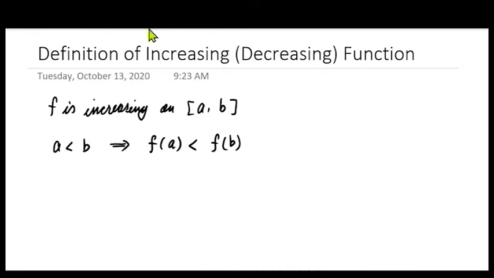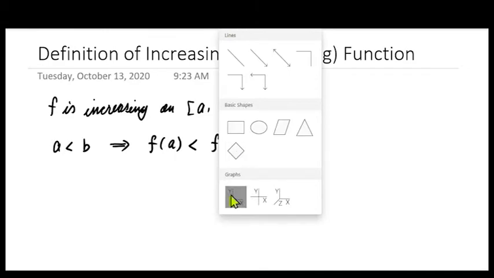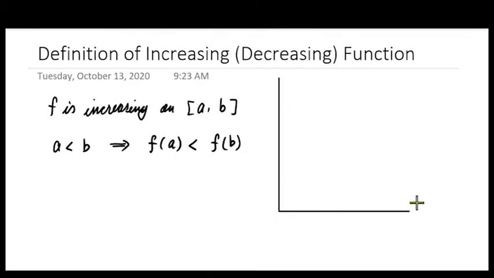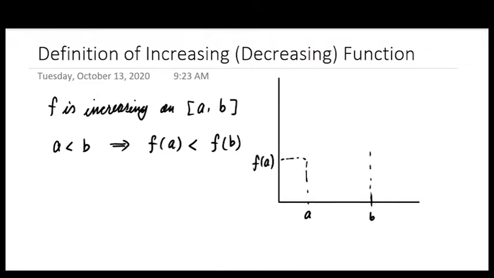I'm going to draw the picture for you. Suppose we have a function here. This is A right here, and that's f of A. And this is B right here, and this is f of B. And then the function is somewhat like that. You know what I'm saying? Okay, so this is the definition of an increasing function, and it makes sense, right?